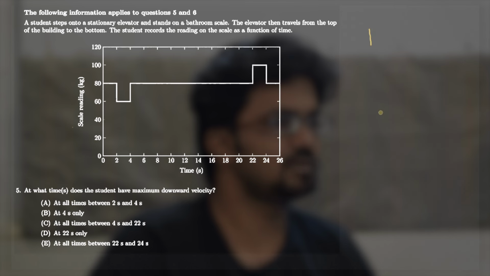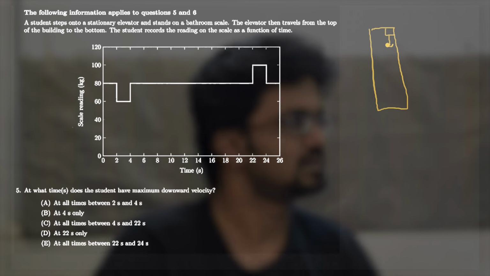So there is a building. From the top of a building, the elevator is moving downwards, let's say, to the bottom. The students record the reading on the scale as a function of time. Here we can see the scale reading of its weight, and here we can see the time as the elevator moves.